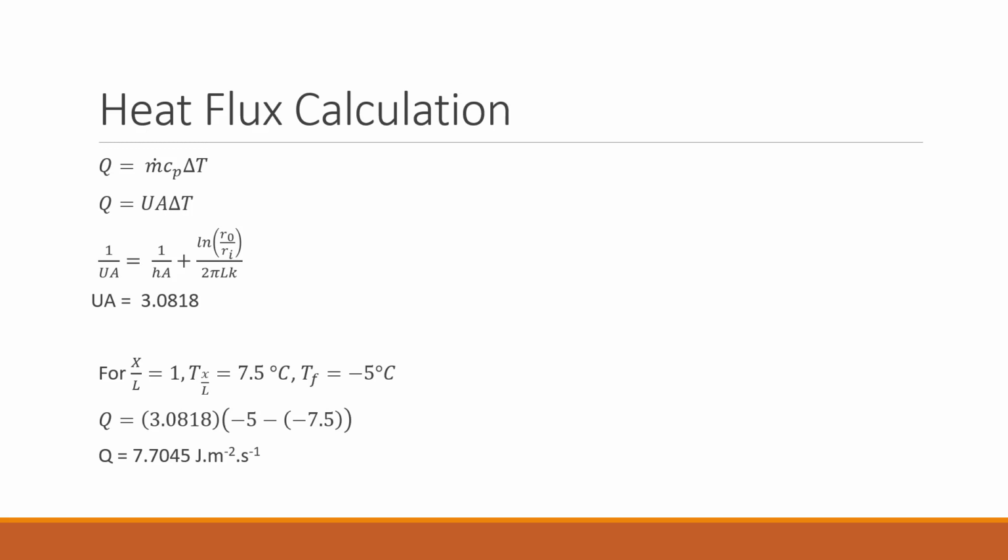So we can now calculate the heat flux, and this is calculated from the mass transfer coefficient multiplied by the specific heat capacity and the change in temperature, but it's also found from the heat transfer coefficient multiplied by the change in temperature. We can get this heat transfer coefficient from the equation there, and it's 3.0818, for x over L equal to 1, so this is a depth of 0. Our temperature that we found from the Heisler charts was 7.5 degrees Celsius, and our final temperature is minus 5 degrees Celsius. So our heat flux is 7.7045 joules per meter squared per second.